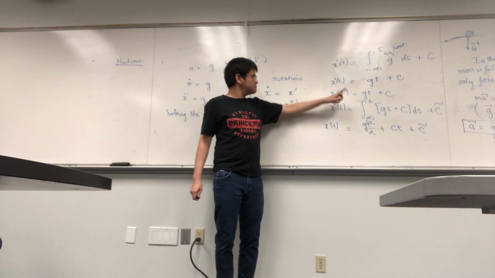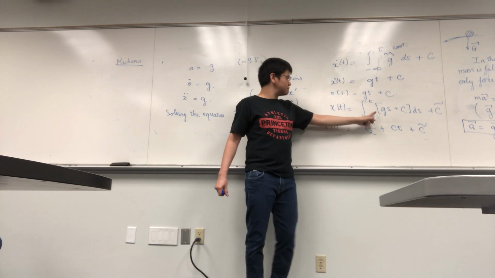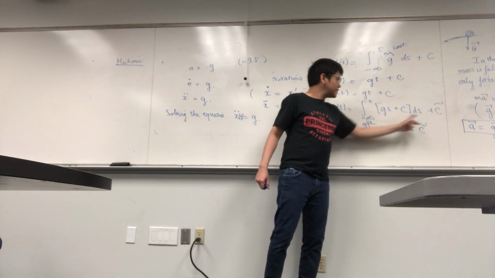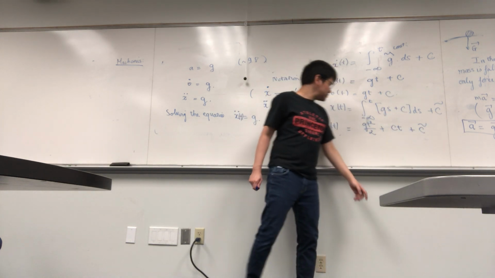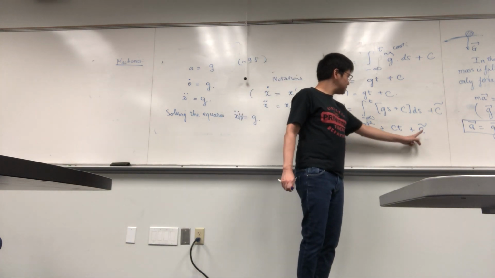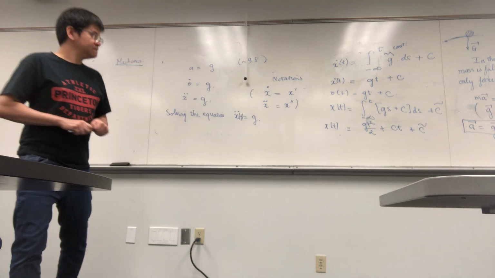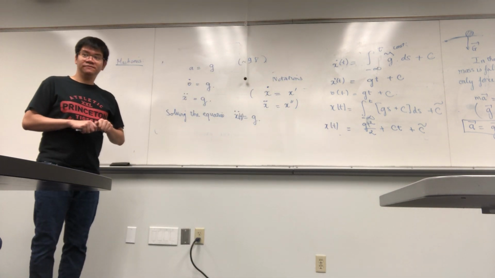I'm going to integrate again to find x. I integrate both sides, and then I have to add a constant. So what I get is gt squared over 2 plus Ct plus C tilde. Questions? Is it clear?